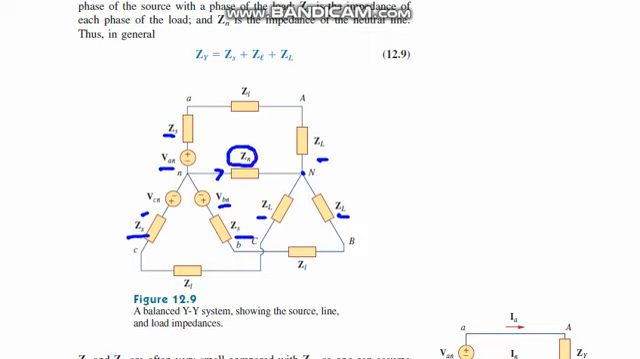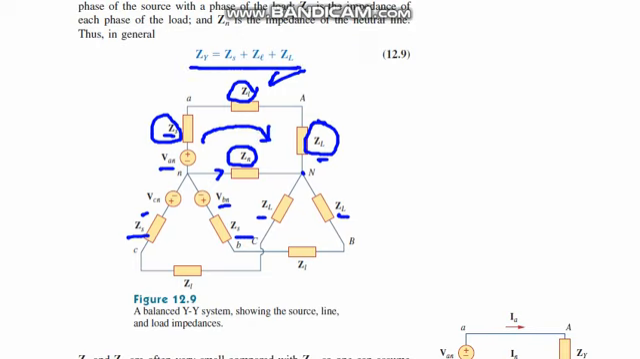Another thing is that ZL here means particularly the line impedance. That means there are three major impedances in a phase. First of all, the source impedance ZS, second the line impedance ZL, and third the load impedance, capital ZL. And if we add up the three impedances, we can find out the Y connected impedance per phase.